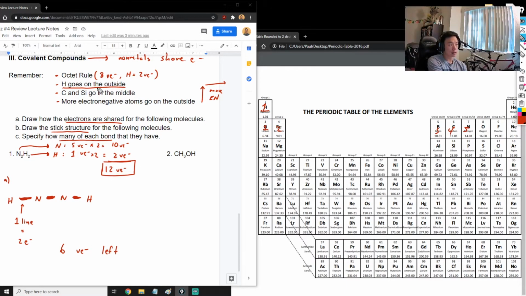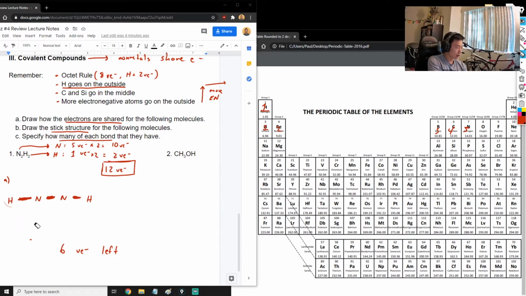Now we said the octet rule, everything needs 8. Every single element needs 8 valence electrons except for hydrogen, because hydrogen needs 2. Now, we're already done with hydrogen. Hydrogens are good to go, because if you notice, hydrogen has a line connected to it. That means it's using 2 electrons. So hydrogen is happy, and this hydrogen is happy. The only thing that we have left to do is make sure that these nitrogens are happy.